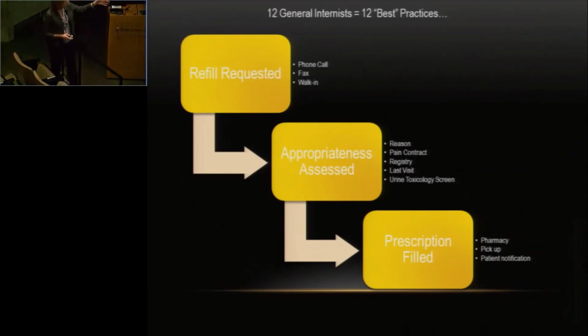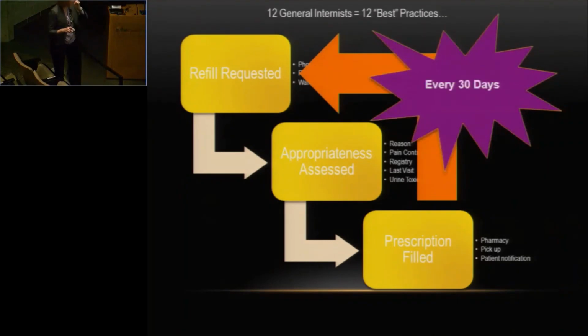The appropriateness was assessed. The things that went into that were: what was the reason for the opioid? Did they have a pain contract or an agreement? Were they part of a registry, the Illinois Prescription Monitoring Database? Did they violate any agreements? When was the last visit? When was the last urine tox screen? And then if we felt that they were appropriate, we filled the prescription, sent it to the pharmacy for pickup, and notified the patient.